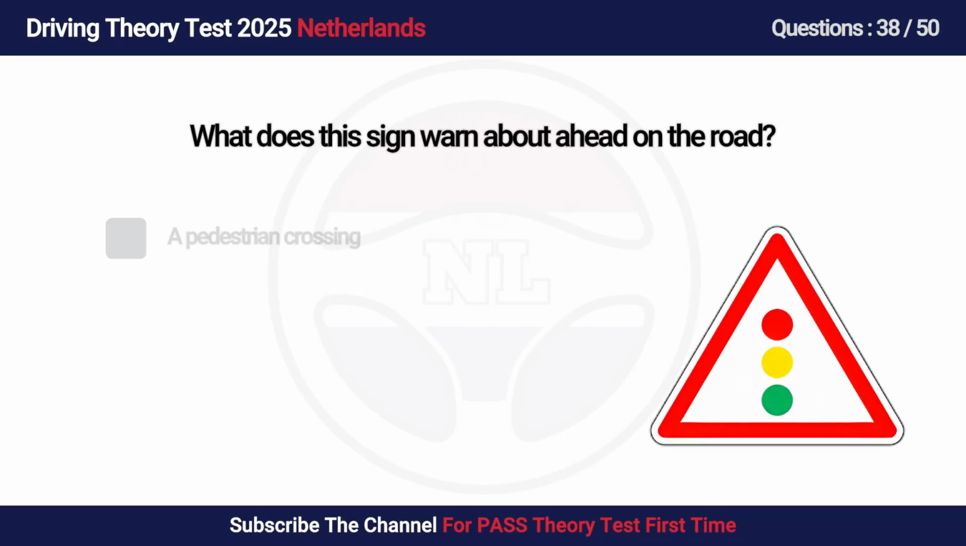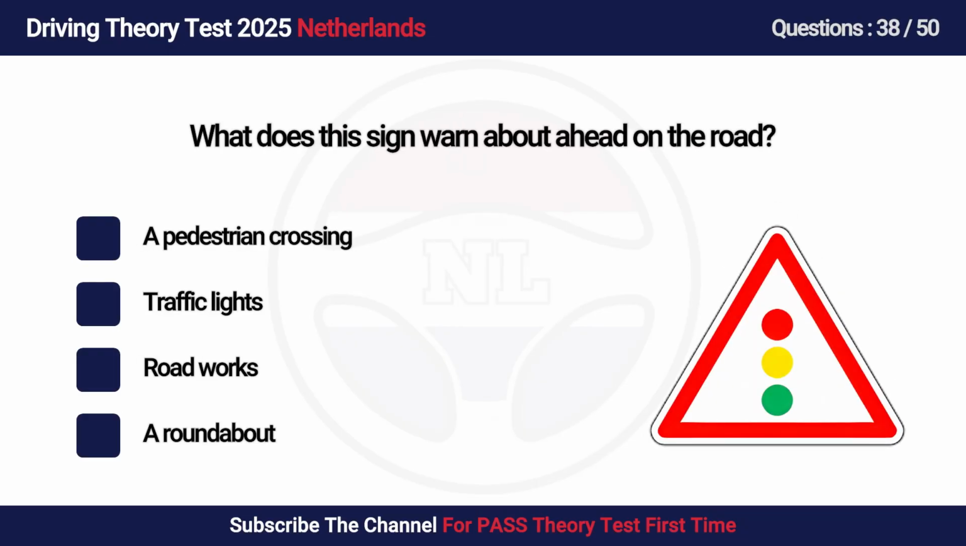Question 38. What does this sign warn about ahead on the road? A. A pedestrian crossing. B. Traffic lights. C. Roadworks. D. A roundabout.